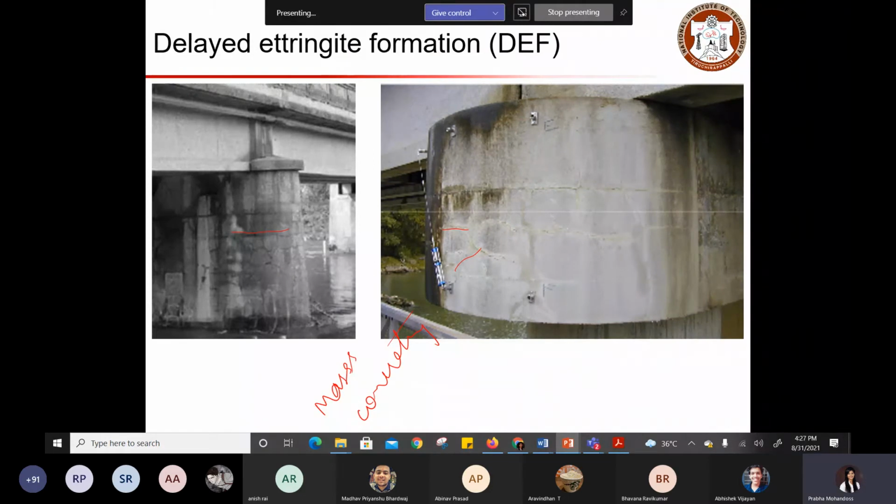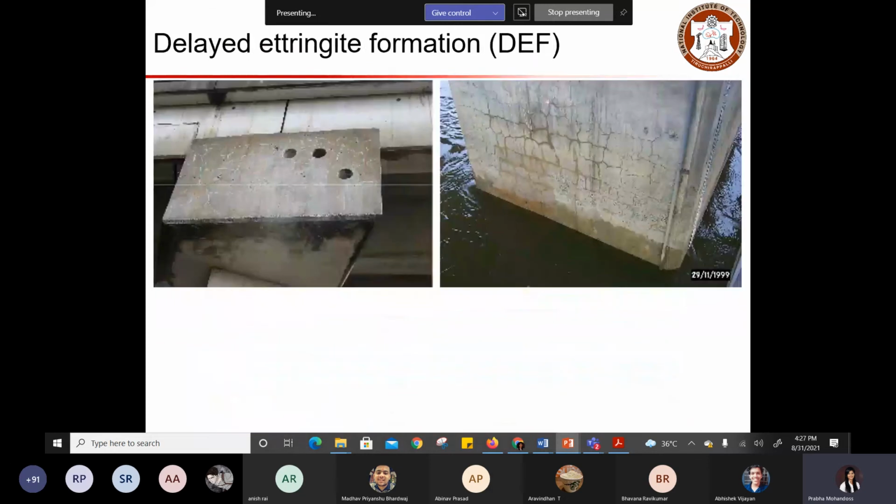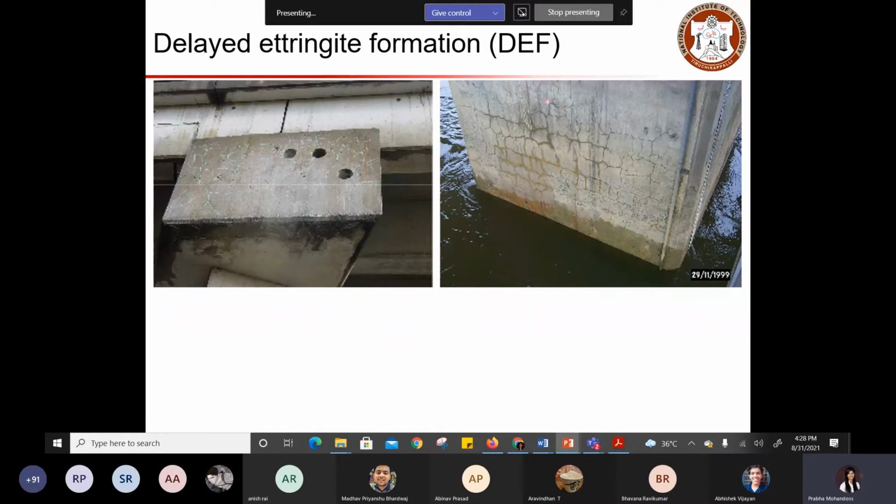So where do you expect such delayed ettringite formation? When you have mass concreting, because the temperature inside your concrete may get significantly high due to the heat emitted during the hydration process. Normal formation of ettringite will be suppressed when the temperature is above 70 degrees Celsius, and that is a typical case in mass concreting. And over time, when the temperature of the concrete reduces to atmospheric conditions, you observe such delayed ettringite formation.